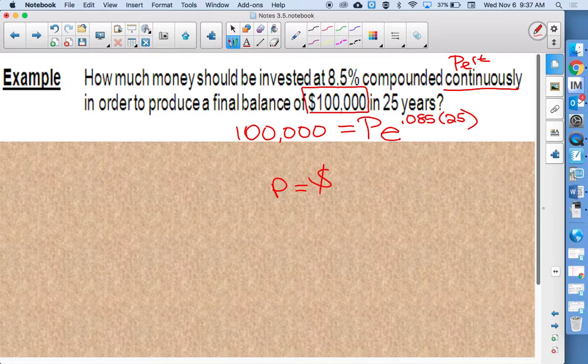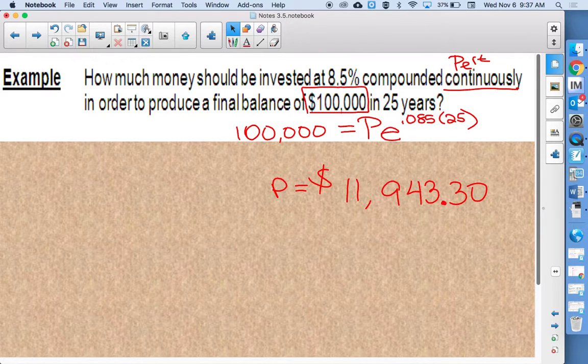Harry, do you know how much I should invest? $11,943.30. Yeah. Kind of a weird amount to invest. Probably just invest $12,000. Just exactly that. I mean, then you have a little more. Any questions with either of those two formulas? So just make sure you're looking to see what information you have. Questions getting that number?